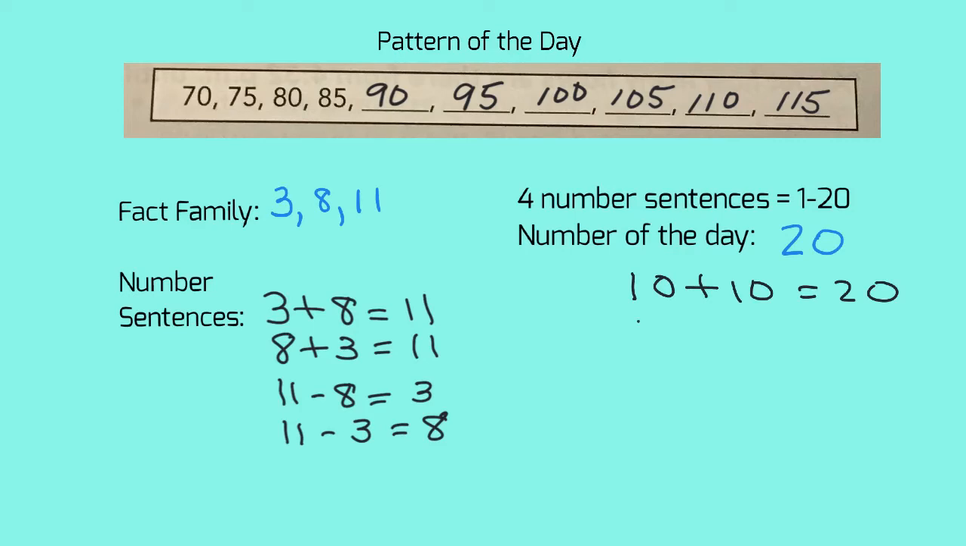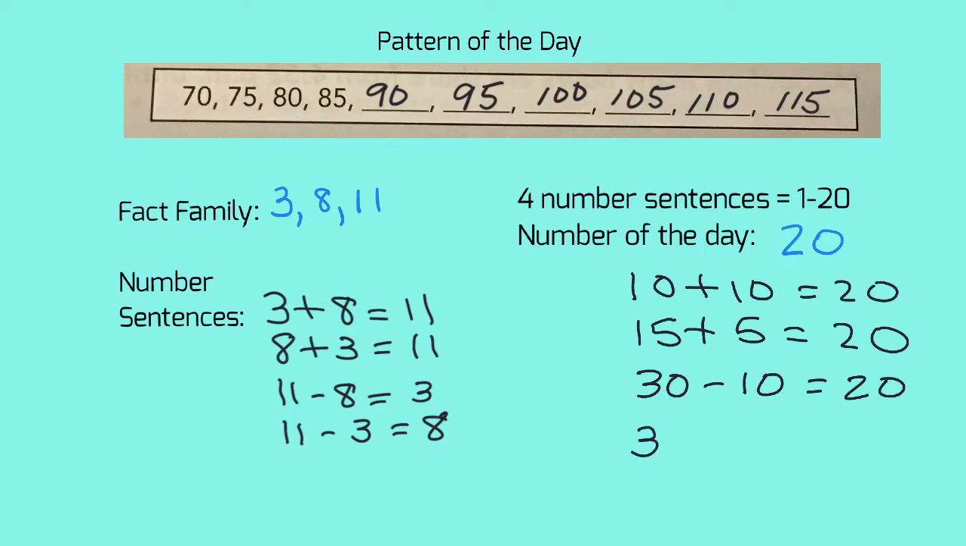Alrighty, so we can also have 15 plus 5 equals 20. We could do 30 minus 10 equals 20. And we could do, let's see, 35 minus 15 equals 20.